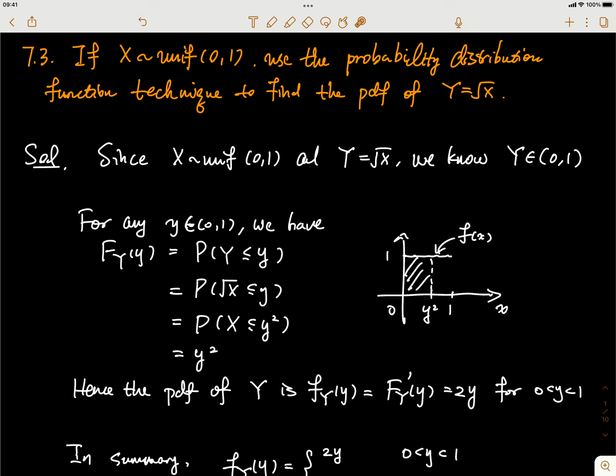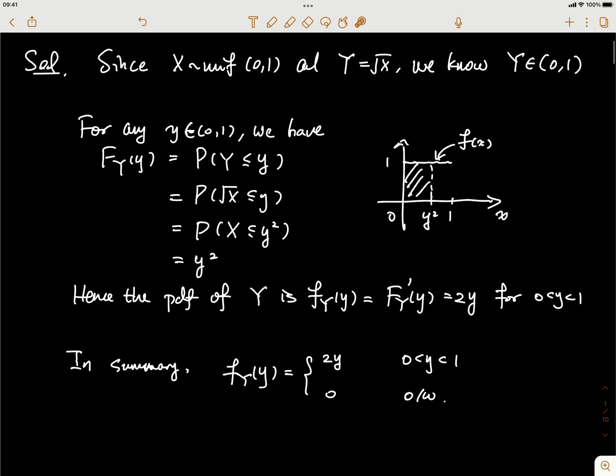The probability density function of y is just the derivative of the cumulative distribution function. So that's just this, and taking the derivative gives 2y. Remember that we figured out that y has to be between 0 and 1, and this density is 0 outside that interval. So in summary, the density function, or PDF, of y is just this.